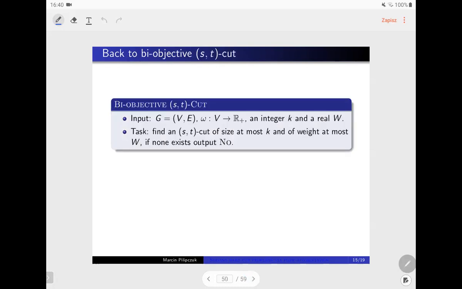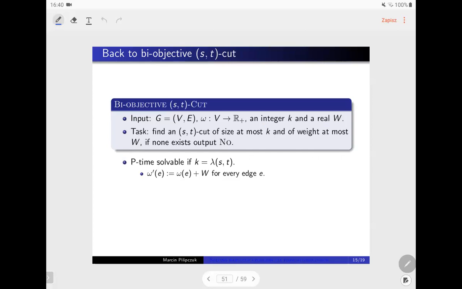So let's go back to the biobjective cut that I started from. That was this problem of finding a cut with both a cardinality bound and a weight bound up there. This wasn't easy, and we needed to work a lot to make it FPT in undirected graphs, and we didn't know what to do with directed graphs.